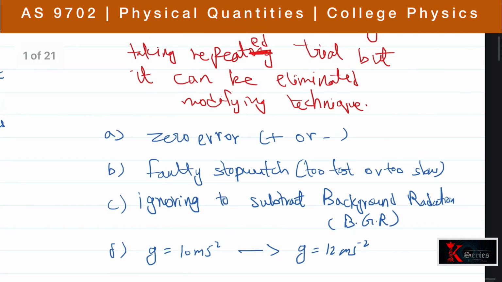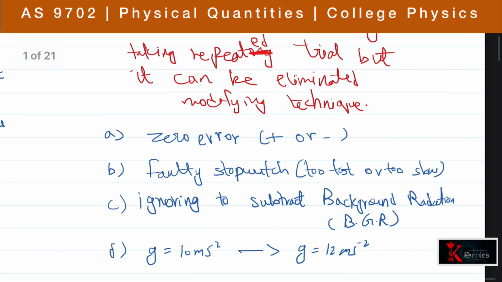Now the third example is ignoring to subtract the background radiation. Sometimes there is a background radiation in certain radioactive processes, right? So if you're counting the activity, for example, and we forget to subtract the background radiation, then the answer we'd be getting would be different from the actual activity, right? So this is an example of a systematic error, because if we ignore to subtract the value, no matter how many trials we repeat, the error would still exist and would not be eliminated. So the only right way would be subtracting the background radiation, and this is how we can modify our technique in order to eliminate the systematic error.